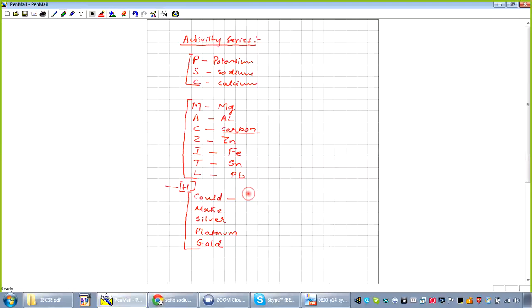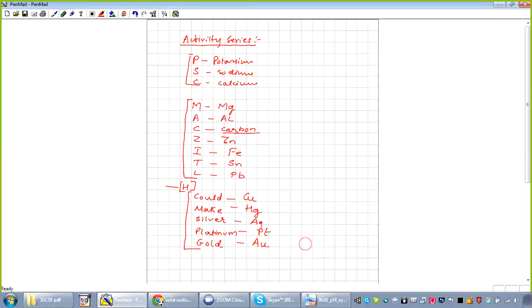Cu is copper, that is Cu. Mercury is Hg. Silver is Ag. Platinum is Pt. And gold is Au.